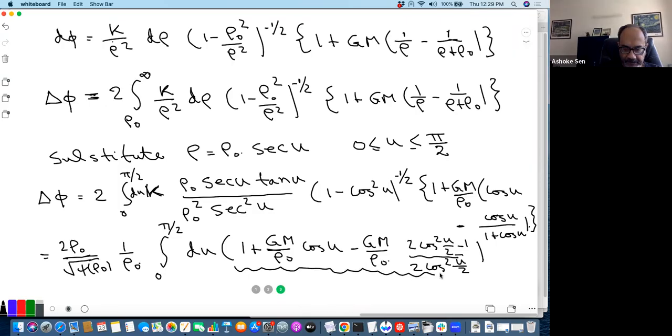Let's try to simplify a bit. So this becomes 1 plus gm over rho 0 cos u minus, one part is 2 cos square u, that just cancels, so minus gm over rho 0. And the second one is plus gm over 2 rho 0 times sec square u by 2, right?